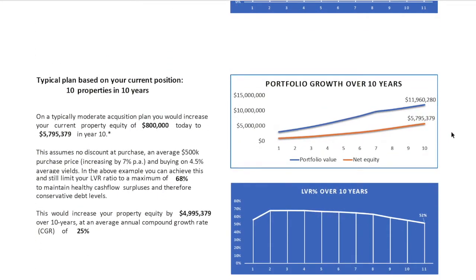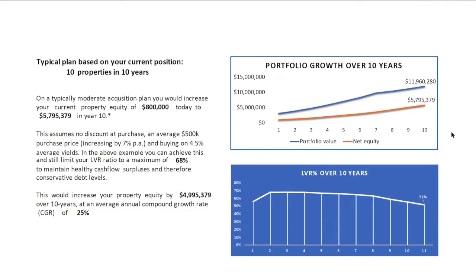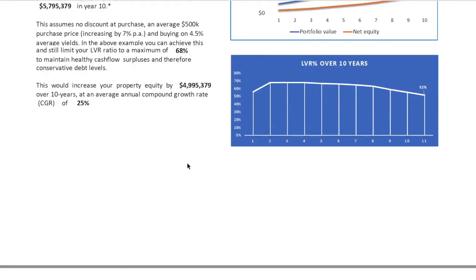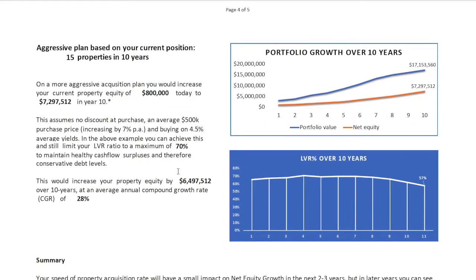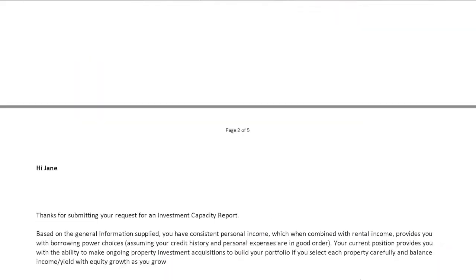In a typical example, where Jane builds a portfolio of an additional 10 properties over the next 10 years, you can see her property equity will increase from $800,000 today to $5.8 million in 10 years' time, with an LVR hitting a maximum of 68%. And in the third, more aggressive scenario, Jane would purchase 15 properties over the next 10 years based on her starting position today, building portfolio equity of $7.3 million on a maximum LVR of 70%.